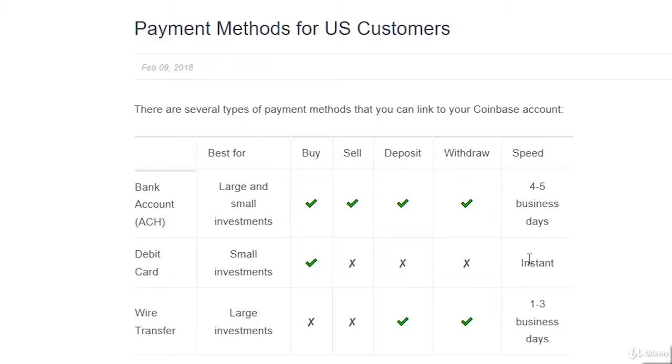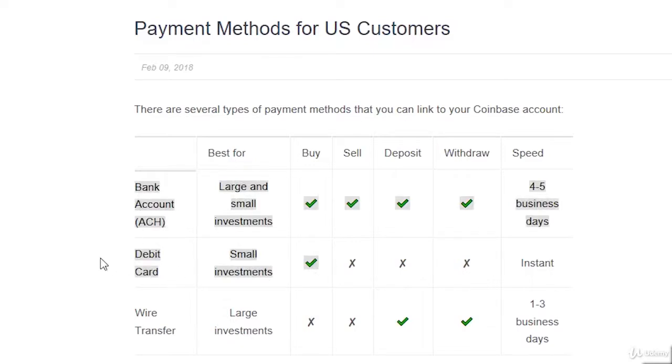Then for a wire transfer, this one really isn't that popular. It's more for the more advanced cryptocurrency buyers, but it's for large investments and you can't buy and sell, but you can use it to deposit and withdraw, and it's a little bit quicker than a bank account at 1 to 3 business days.